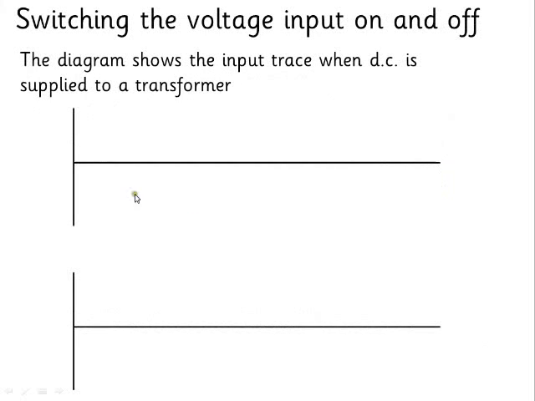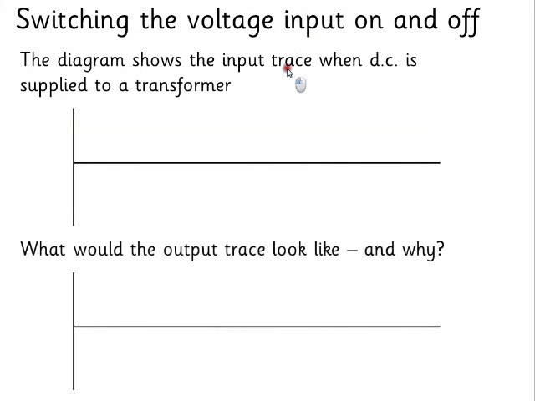Let's think about what's going to happen if we put DC into a transformer. Here we go, this is a voltage against time graph, constant voltage. We know that if we want to get anything out, we need a changing magnetic field, but the magnetic field is not changing because the voltage is constant, the current is constant, there's no changing magnetic field. So we put that in and we get nothing out.